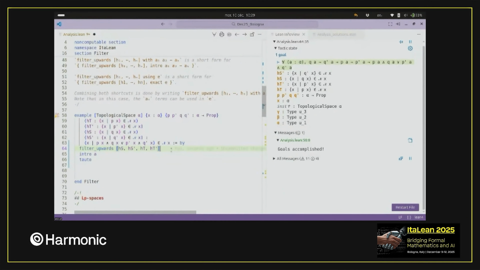from a perhaps intricate but trivial combination of, well, a pair of facts: one thing is in a filter, another thing is in the filter, so the intersection is in the filter, and something is in the filter, so any superset is therefore also in the filter. Well, all these trivial combinations, filter upwards can kill all of them.